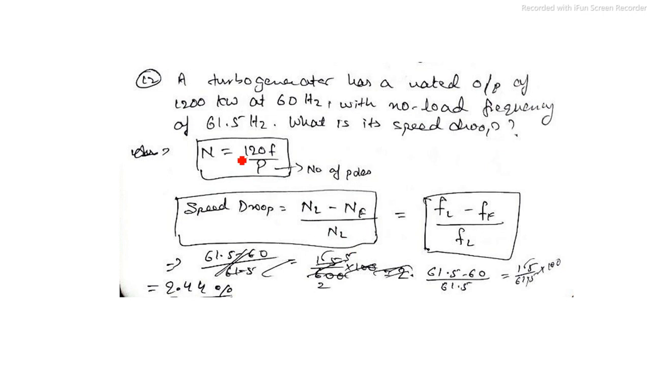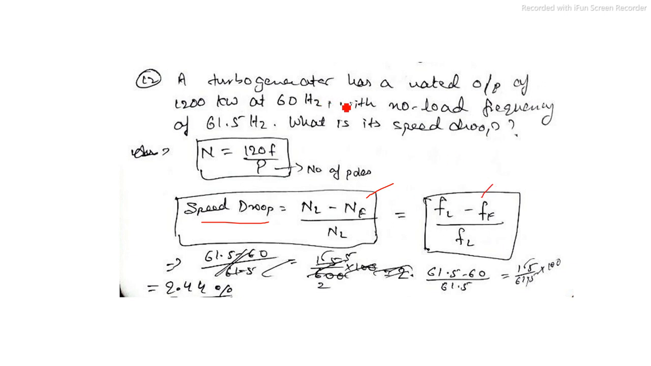And since N is equal to 120 f by P, where f is the frequency and P is the number of poles, if P is constant for a particular turbo generator and 120 is also constant, so N is directly proportional to frequency. So this formula can be deduced to frequency at no load minus frequency at full load by frequency at no load. So this will be the formula for speed drop in case of RPM and in case of frequency.